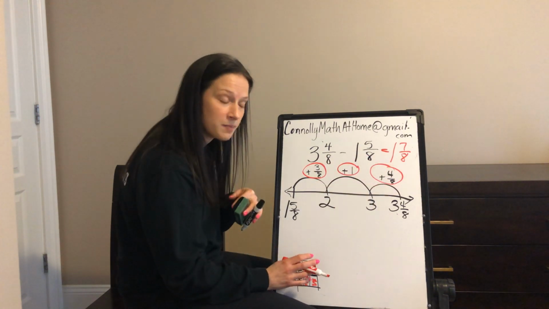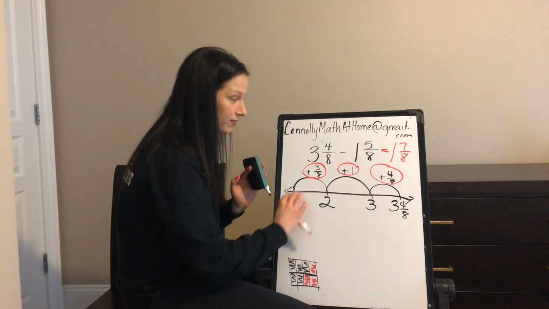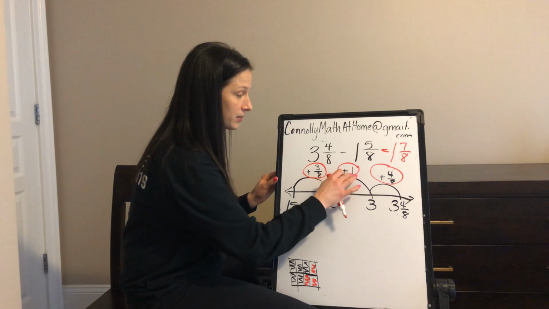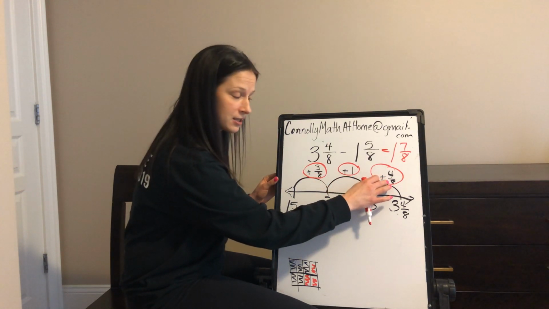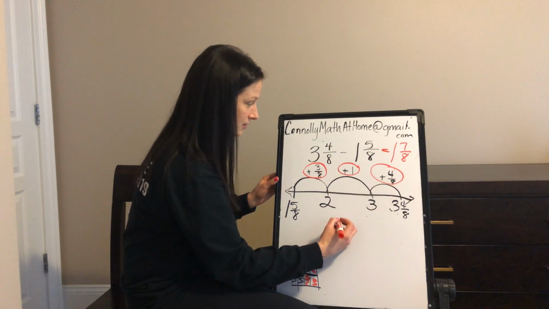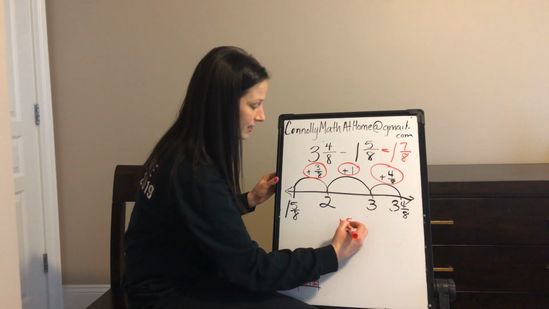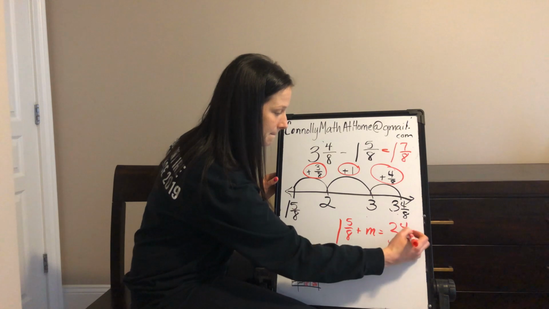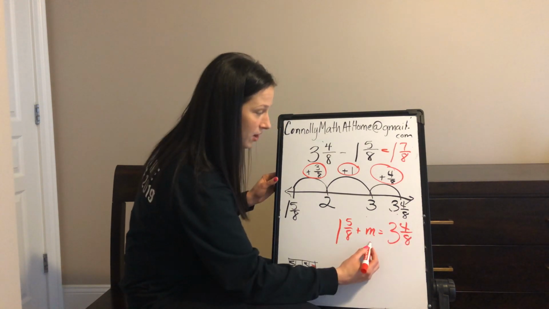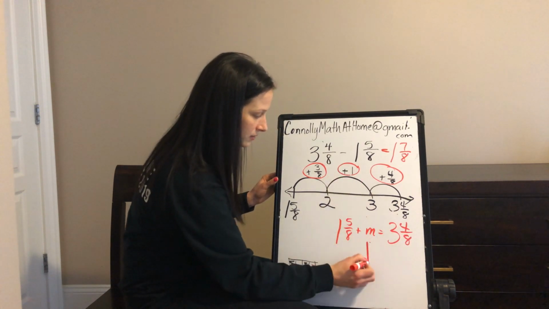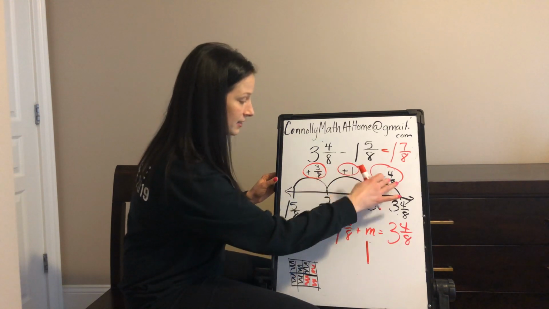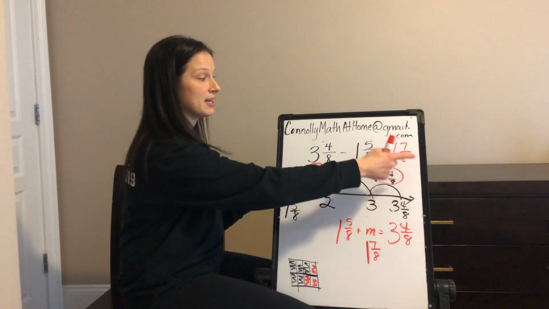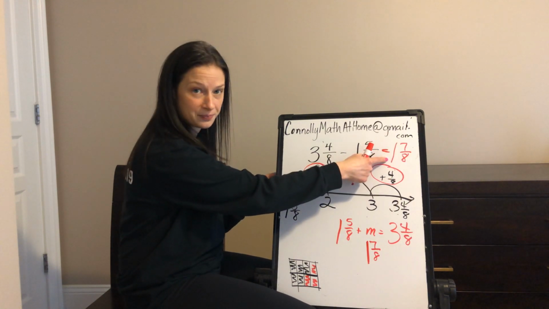This is the total jumps I've made. So to get from 1 and 5/8 to 3 and 4/8, I had to add 3/8 plus 1 plus 4/8, which is, so 1 and 5/8 plus m is 3 and 4/8. What is the number that belongs here? 1 and 7/8. And that is the same answer we got up here.